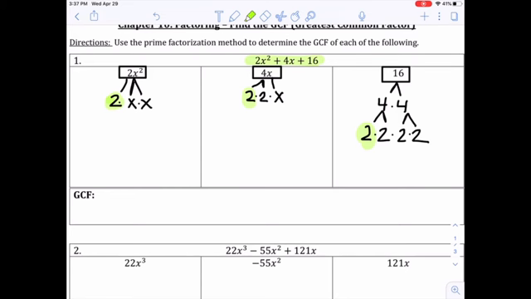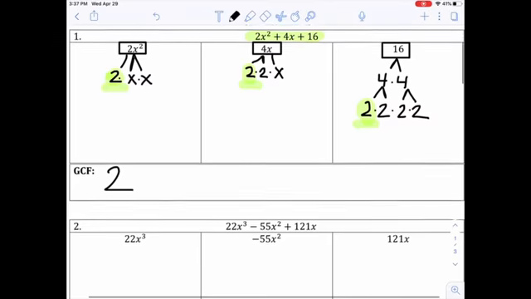Now let's look at the variables. The first term has 2 x's. The second term has 1 x, and the third term has 0 x's. So since the last term does not have any x's, we cannot take out any of the x's. So that concludes what our GCF is. We only have a 2 in common from each of the terms. So therefore our GCF is 2.